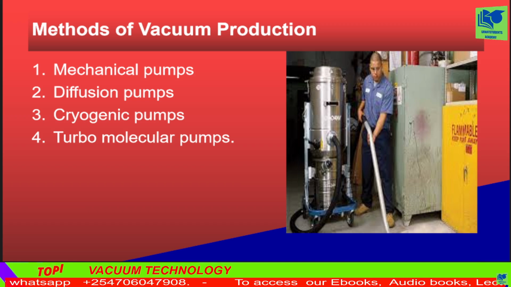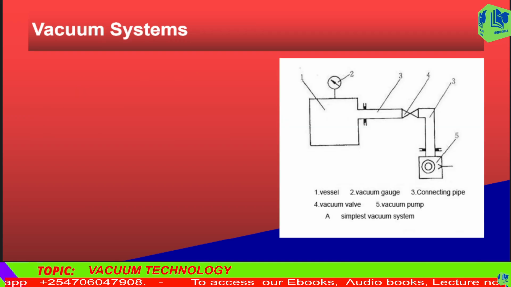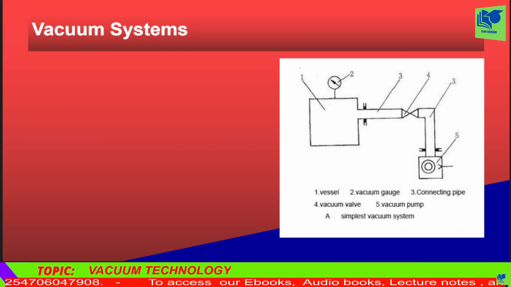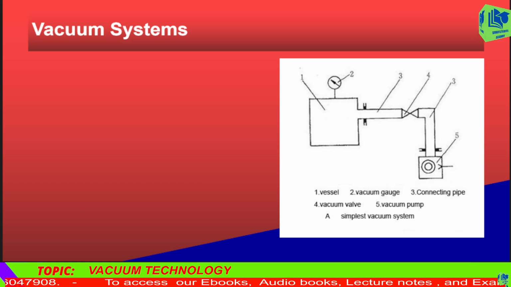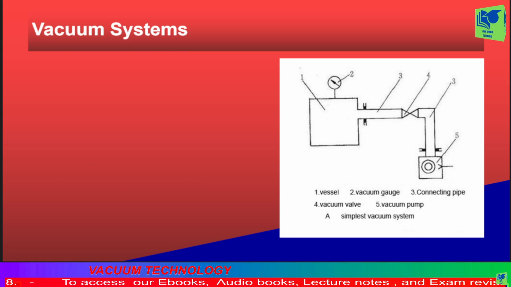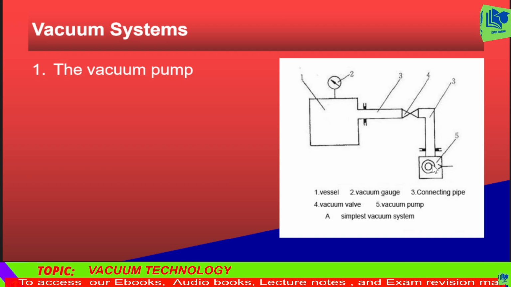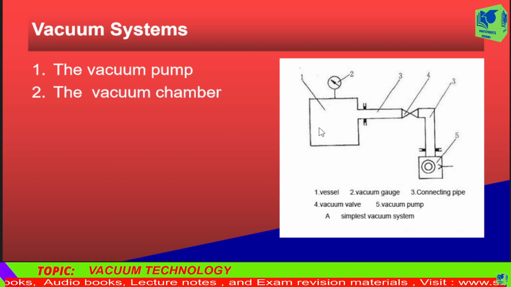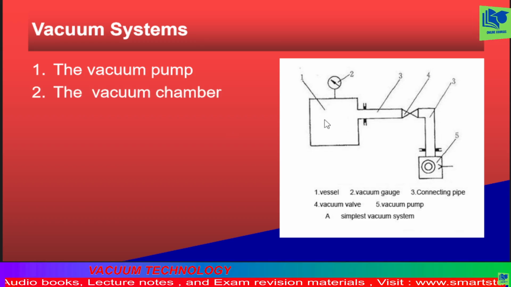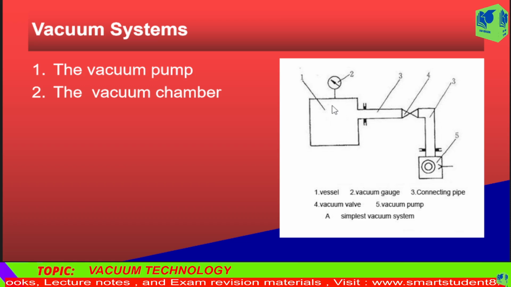Vacuum systems. A complete vacuum system isn't just about the pump. It's a whole setup with several key components working together. At the heart of it all is the vacuum pump, which does the heavy lifting by removing air and gas from the chamber. Then there's the vacuum chamber itself, which is the sealed space where the vacuum is created. You can think of it as the workspace where all the magic happens.